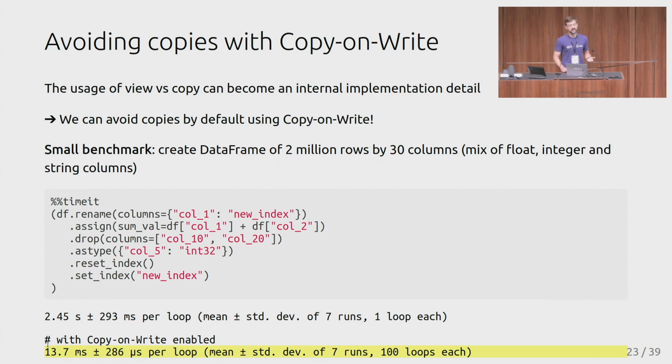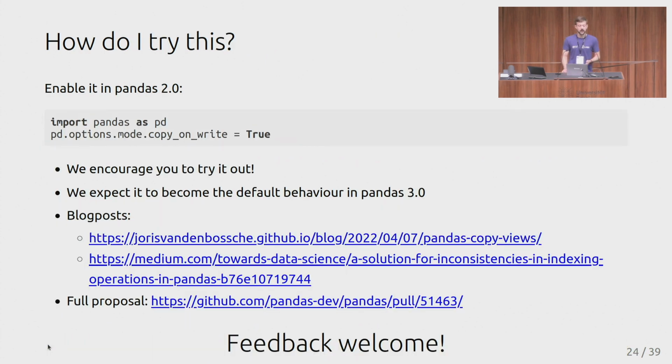So you can actually try this out today. Pandas released copy on write back in 2.0 as an opt-in, and you can set that mode to be true. We encourage you to use it, try it out. As long as you're not using chained assignments, I don't think we expect you to modify your code at all, and you should get some nice performance benefits. We do expect this to become the default behavior in Pandas 3.0, and you can read some blog posts written by both Joris as well as Patrick on the subject, or see the full proposal in our GitHub repository. And of course, feedback is always welcome.